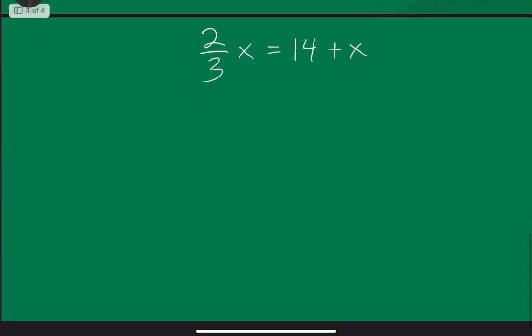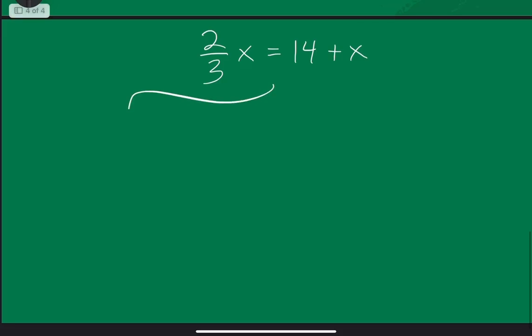So now, there's two options. Option 1 is that we could simply turn this x into a fraction in order to do the least common denominator to combine the terms. Or we could turn the fraction into a whole number.